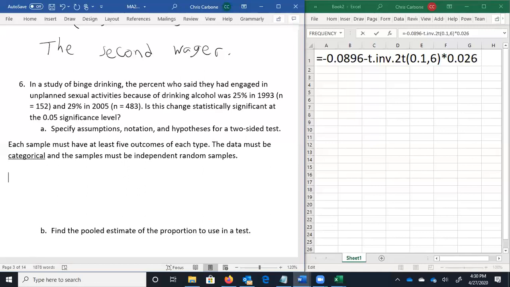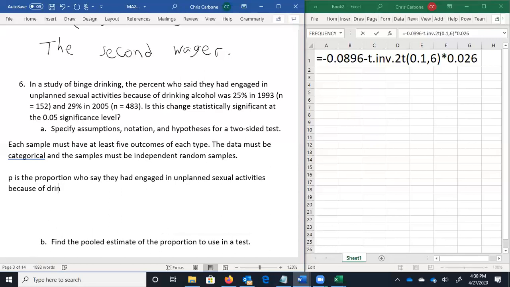The notation aspect of this. This one's an answer choice one for the notation. The notation of P, that is the proportion who say they had engaged in unplanned sexual activities because of drinking alcohol. Again, that's an answer choice option.